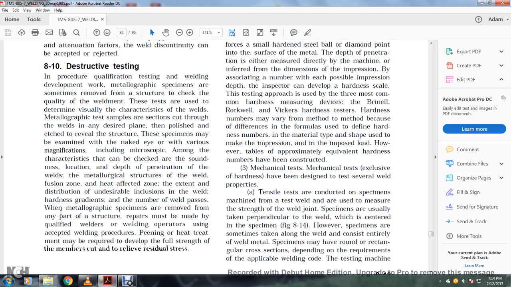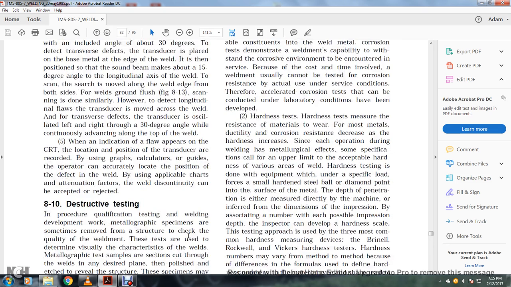Once metallographic specimens are removed, any repairs to the structure must be made by qualified welders and welding operators using an accepted welding procedure. Peening and heat treating may be required to develop the full strength of the members cut and to relieve the residual stress.